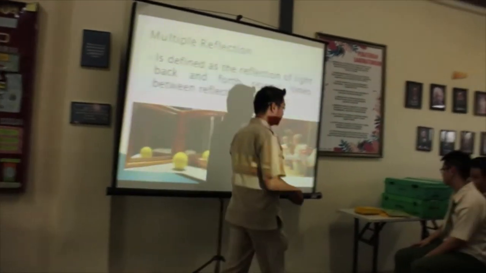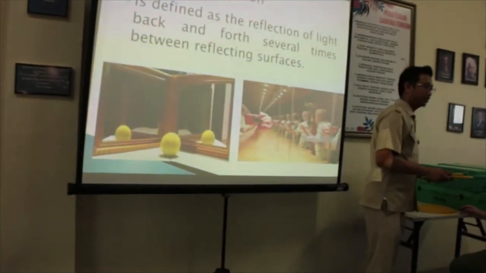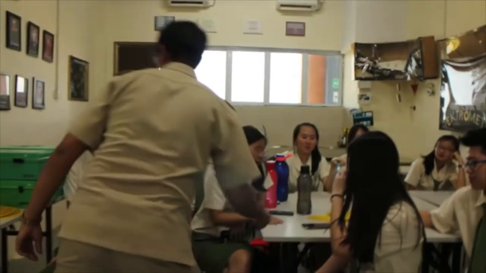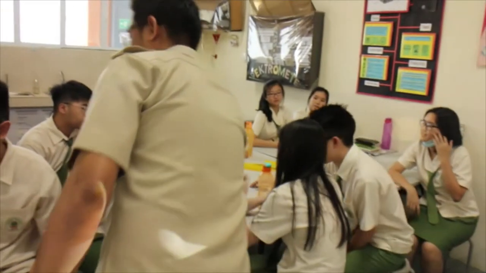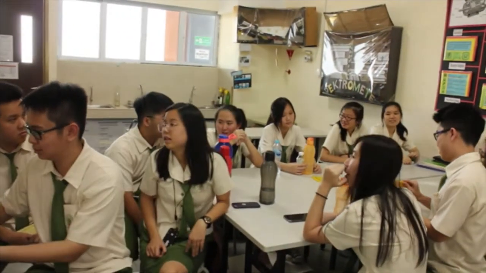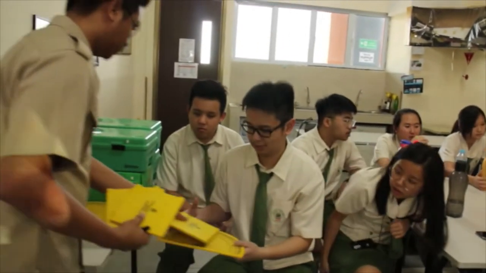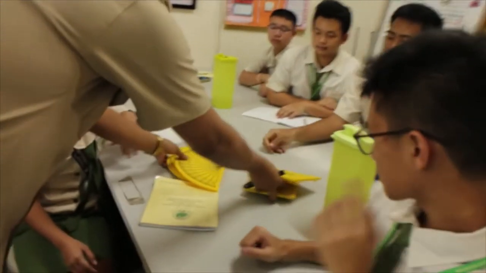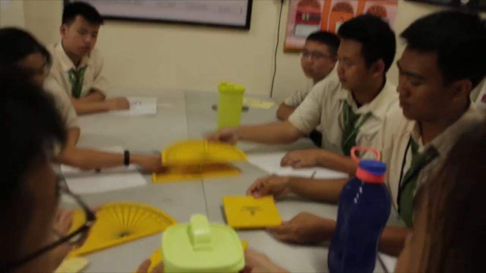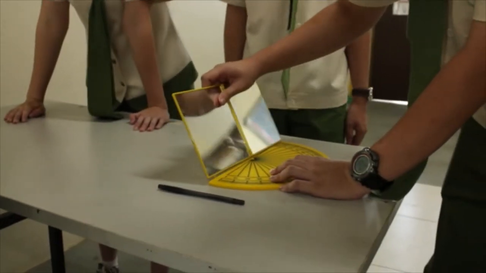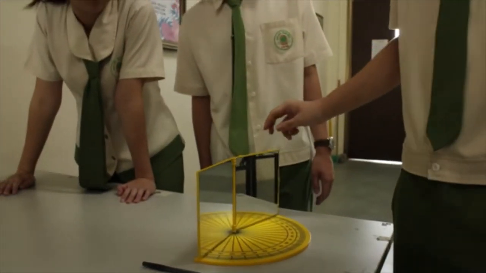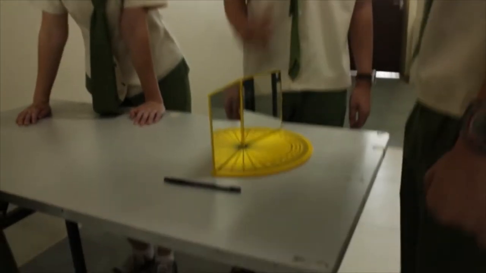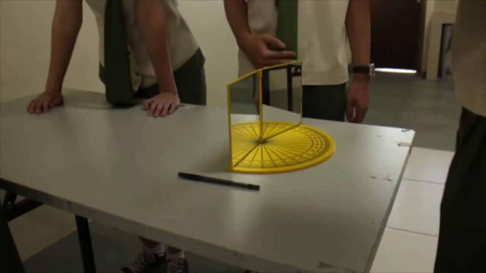We have here the materials, kindly distribute the materials, three or four to five people per group. Please assemble the materials. Put the adjacent mirrors on the protractor. Now we're going to open the mirrors at a certain angle, then put the object in between and count the number of images formed.